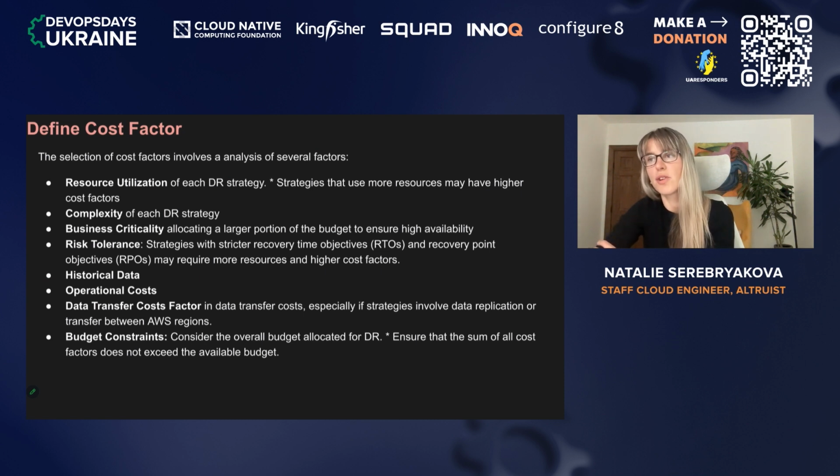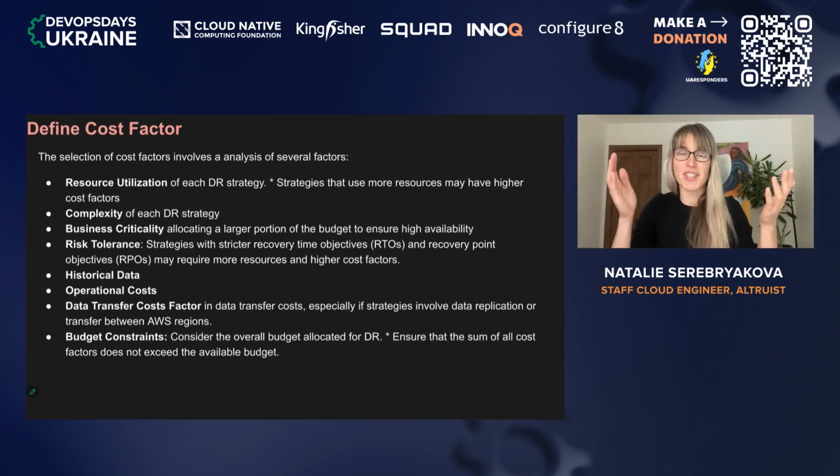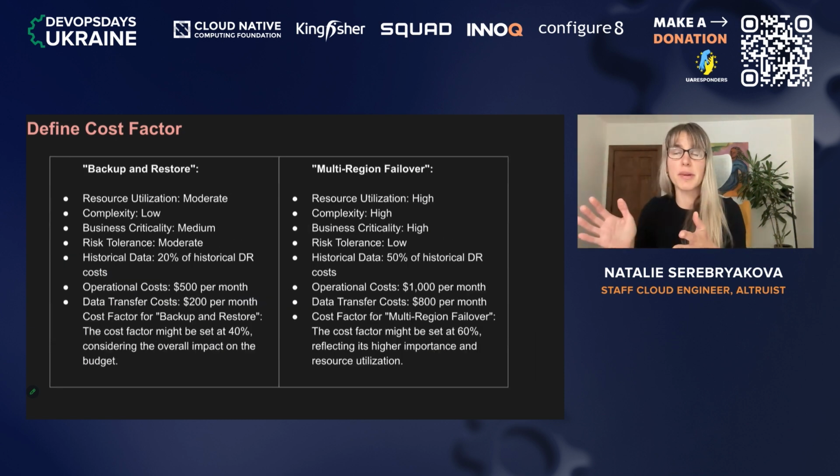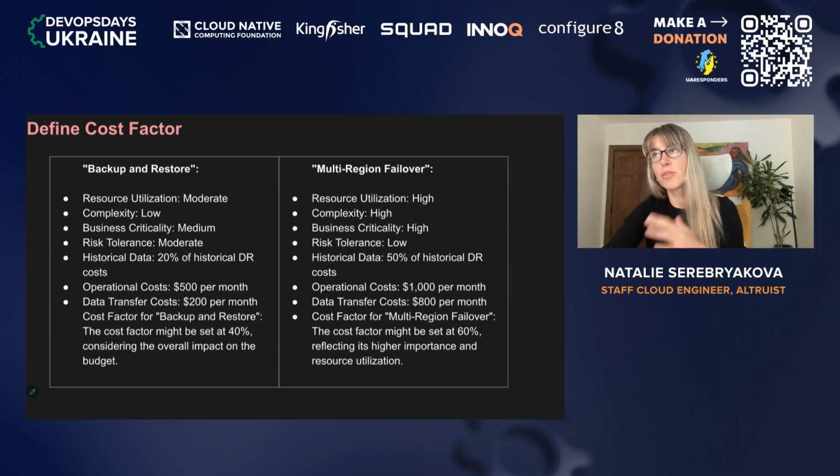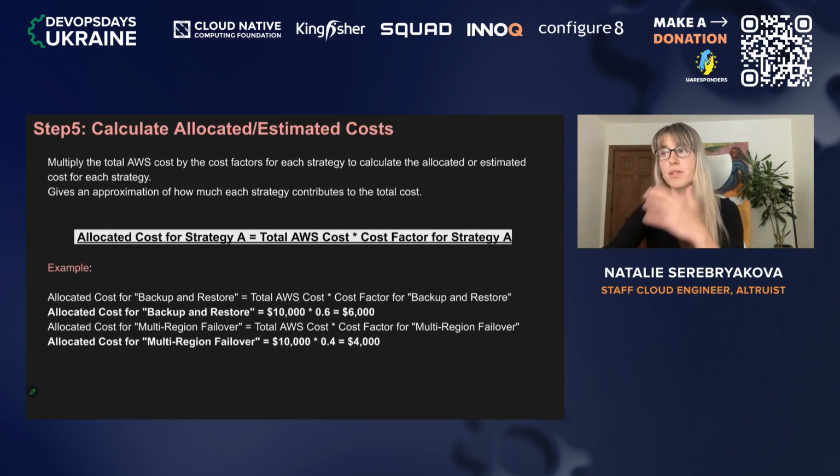And different budget constraints, which is the most important, that your budget and your disaster recovery budget are kind of proportional. And then in my example, I have this backup and restore, and I have a multi-region failover. And this slide kind of tells us what I decided to do. So resource utilization is moderate and high, complexity is low and high, business criticality is medium and high, risk tolerance is moderate. And I decided that in the end, cost factor for backup and restore is around 40%. But cost factor for my multi-region failover, if I would go that route, will be 60%.